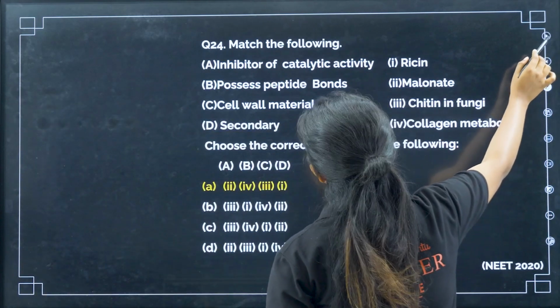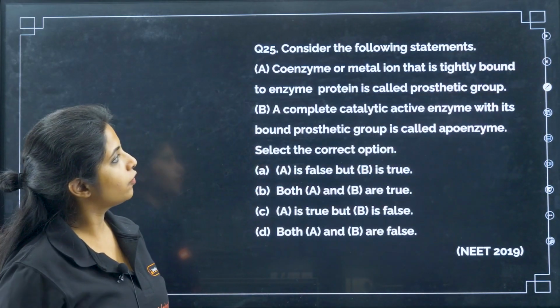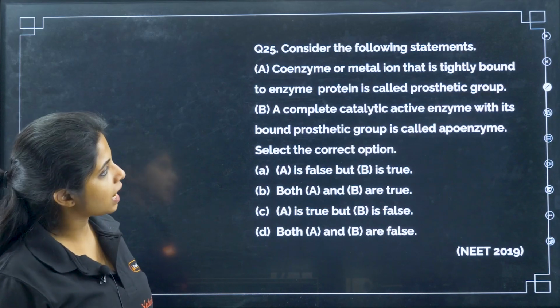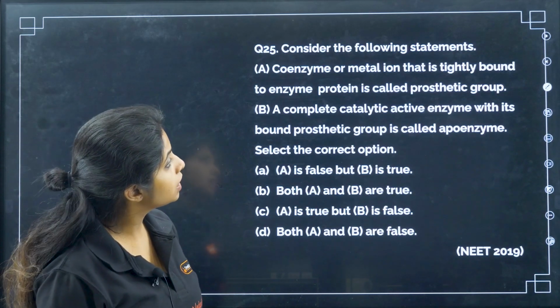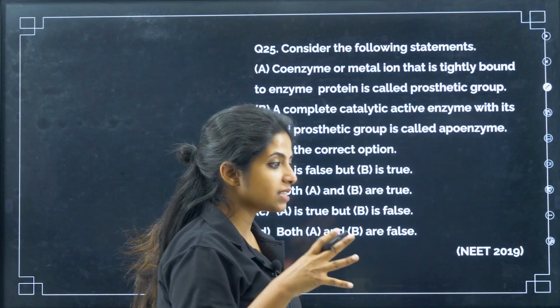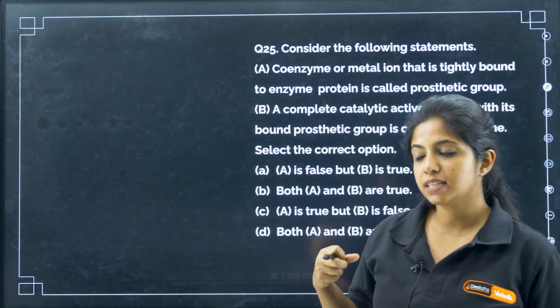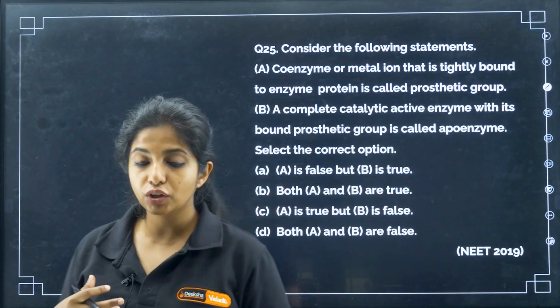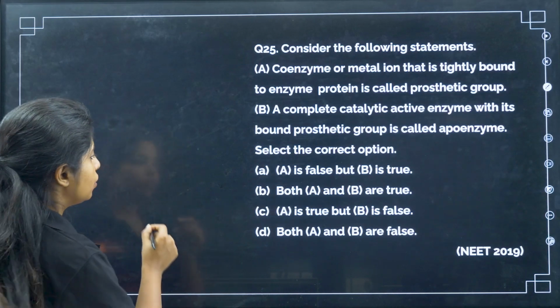Okay, cool. Next. Consider the following statements. Coenzymes or metal ion that is tightly bound to enzyme protein is called prosthetic group. Listen to me carefully. For enzymes, when you want the enzyme to work very proficiently, you need the help of cofactors.